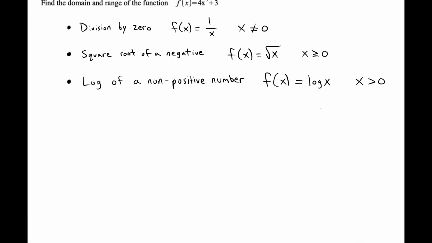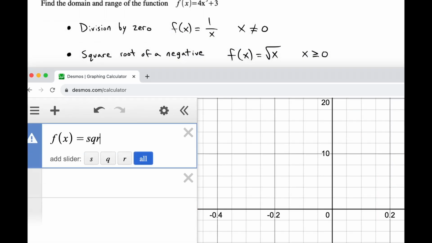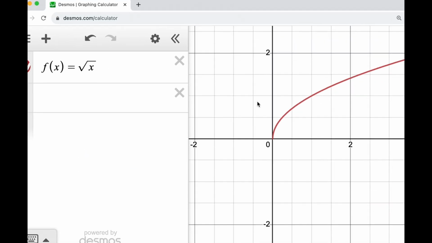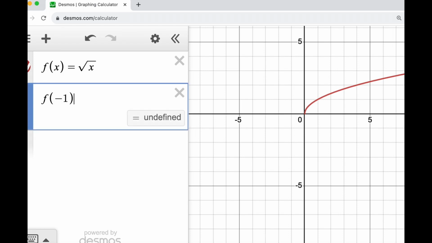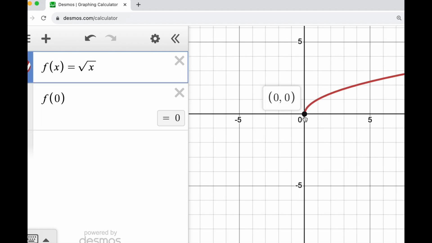Now let's look at the problem that occurs with the square root of x. So here's what the square root of x looks like. As we can see, we don't have any graph to the left of 0. That's because inputs that are negative are not allowed. They would be called undefined in the calculator, and so nothing to the left will work. 0 actually does produce an output though, so 0 is part of the domain there.